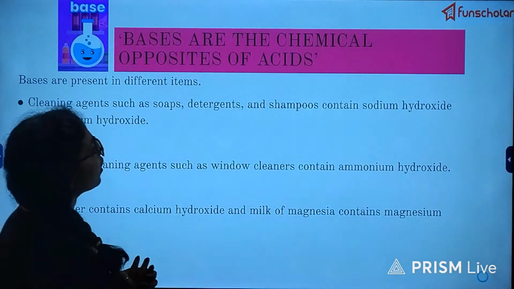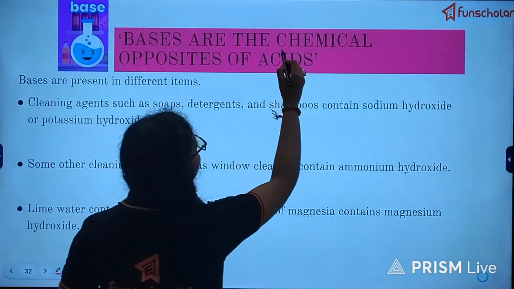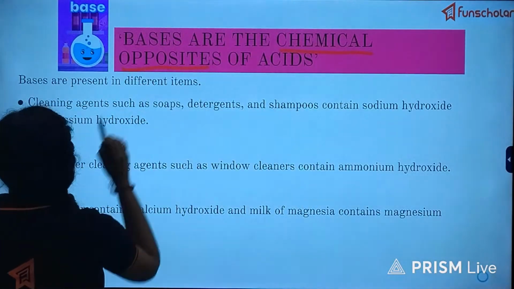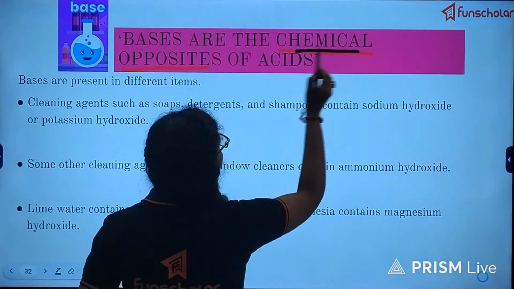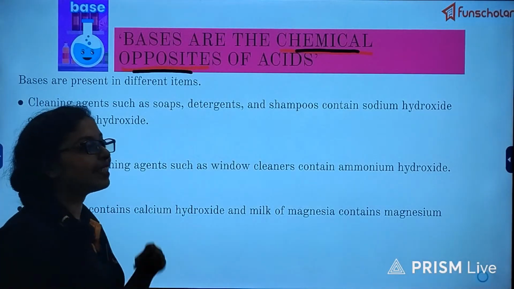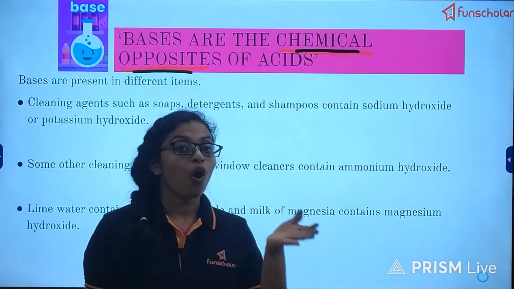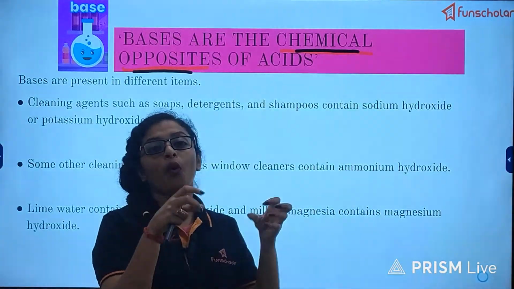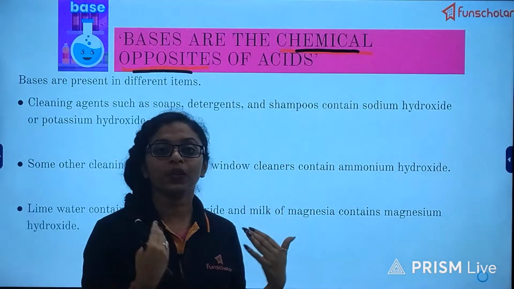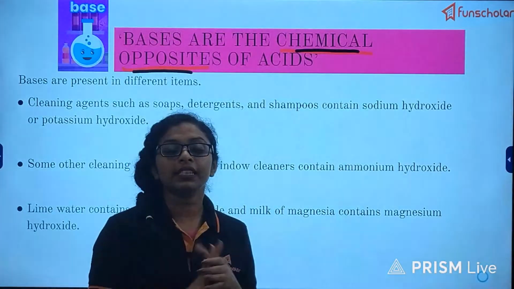So bases are the chemical opposites of acids. Whatever we have learned regarding acids, bases will show exactly the opposite chemical properties. Whenever we dissolve or mix some water with a particular acid or base, we will get to understand these opposite things in a better way.